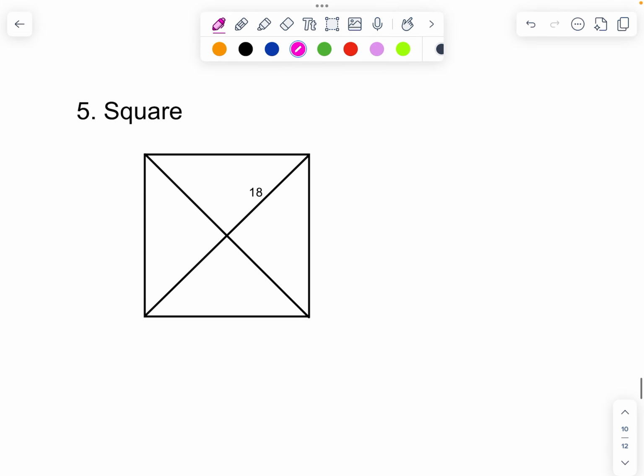All right, next one is a square. Okay, so square has all the properties of a rhombus. So these are all 90. I'm just going to put boxes in there because that's also saying they're 90. Diagonals bisect each other and they're congruent. So this is 18, 18, 18, and 18. And the diagonals bisect the angles. The angles are 90-degree angles, so these are all 45 degrees.